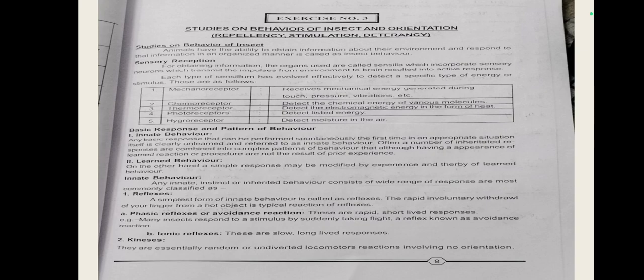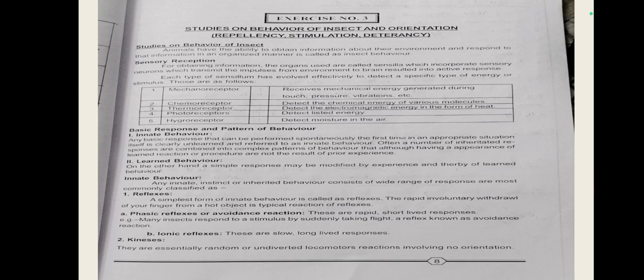This simplest form of innate behavior is called reflexes. The rapid involuntary withdrawal of your finger from a hot object is a typical reaction of reflexes. Phasic reflexes, or avoidance reactions, are rapid, short-lived responses. For example, many insects respond to a stimulus by suddenly taking flight, a reflex known as avoidance reaction. Tonic reflexes are slow, long-lived responses.